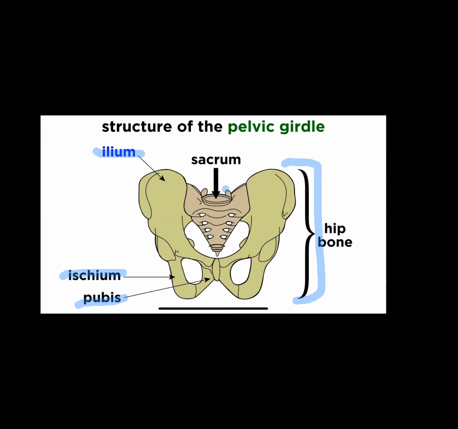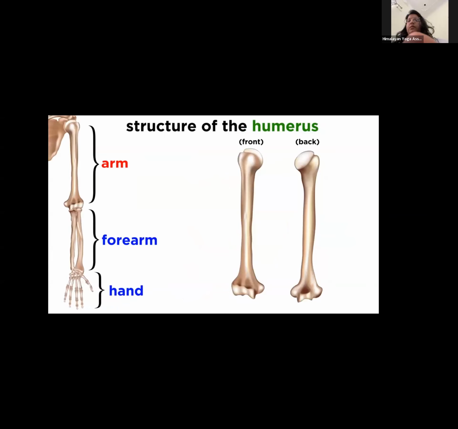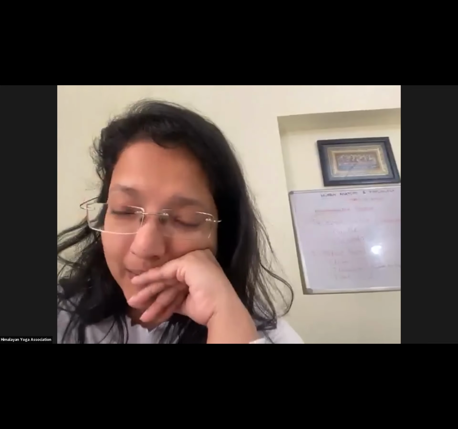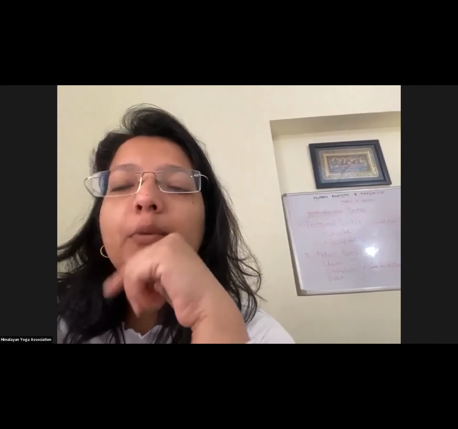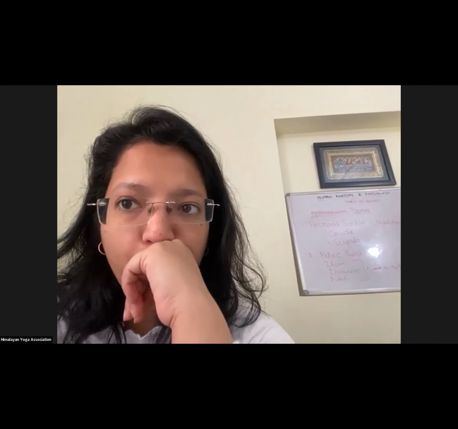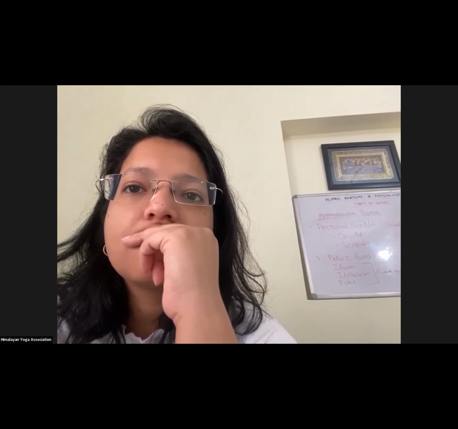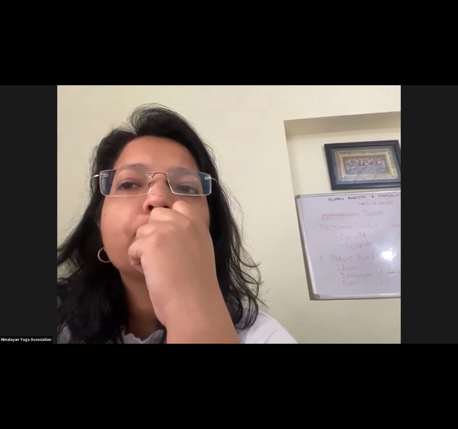So let's study the arm. In your upper arm, tell me how many bones do we have? You have already seen, but still I would like to ask this. In the upper arm, how many bones do we have? One. Yes, one. And in the forearm? Two. Can you feel it? No, I'm looking at a picture.